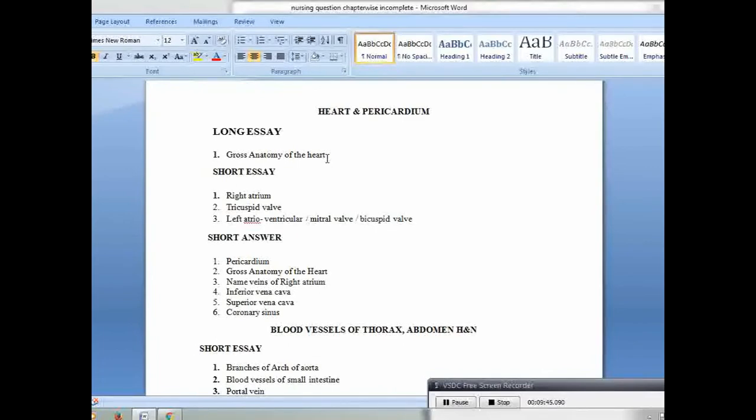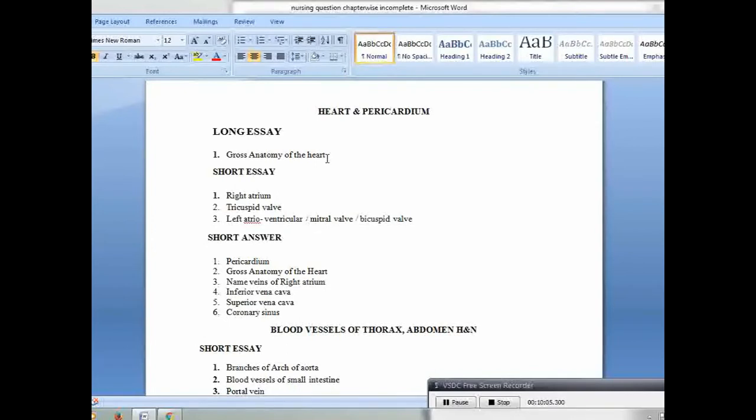Tricuspid valve, which is a valve between the right atrium and the right ventricle. So again, you mention about the different cusps here, and how the cusps are attached to the ventricular wall by the papillary muscles, and so on. What's the function of it? What will happen if it is not functioning, right?